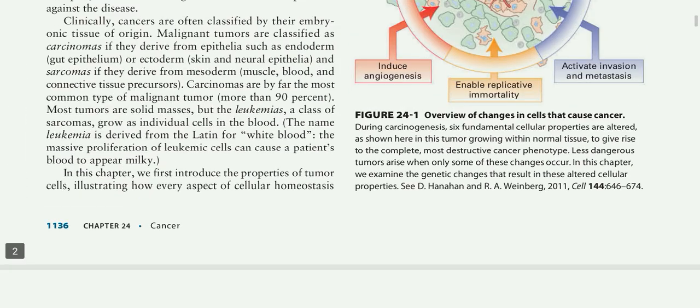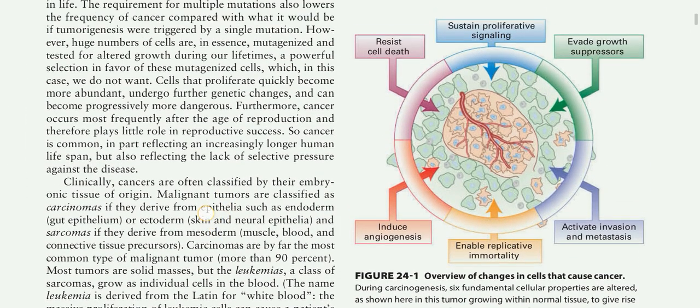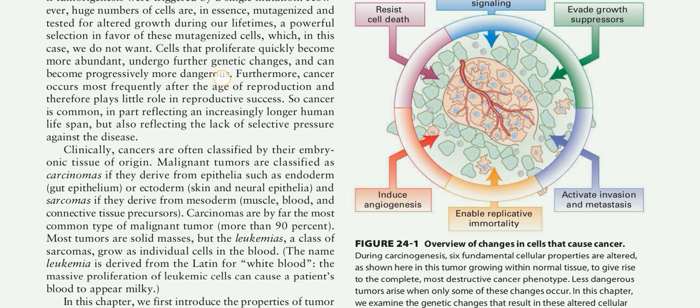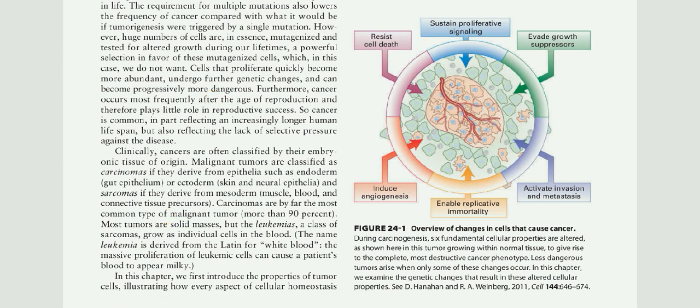Cancer cells acquire a drive to proliferate that does not require an external inducing signal. So, here we can see a picture which shows the overview of changes in cells that cause cancer. During carcinogenesis, 6 fundamental cellular properties are altered, as shown here in this tumor growing within normal tissue, and this gives rise to the complete, most destructive cancer phenotype. Less dangerous tumors arise when only some of these changes occur.